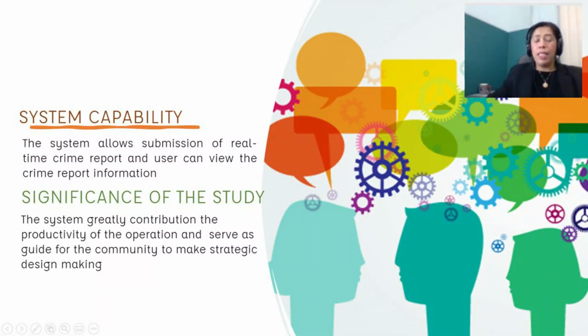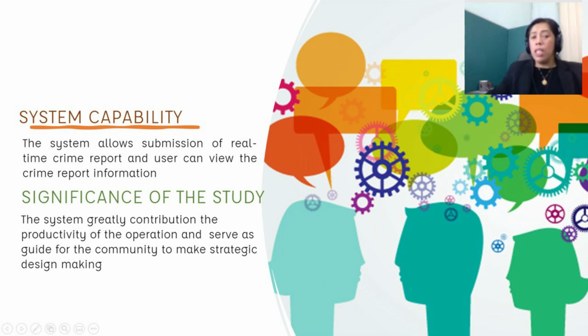Next is to write the significance of the study. Check the objectives of the study. For example, the objective is to generate real-time report. Ask a question of what is the effect of having real-time report. Based on our example here, it answers the objectives that generating real-time report would result to increased productivity, efficiency, and effectiveness. Another example, if the objective is to view the crime report by the public, so this would definitely help the community to make good decision.